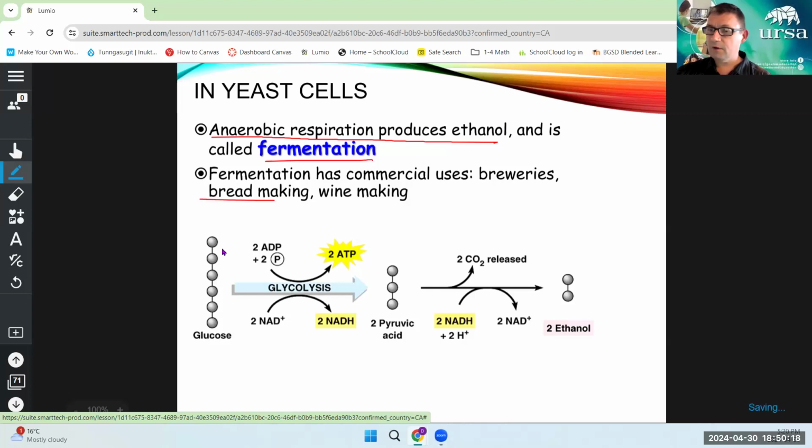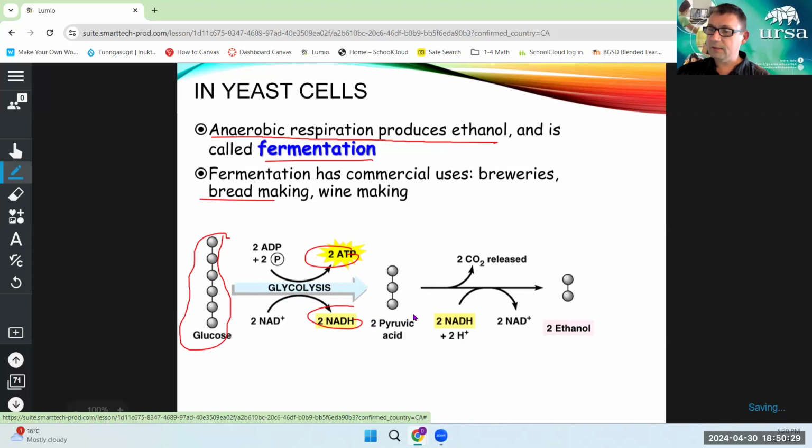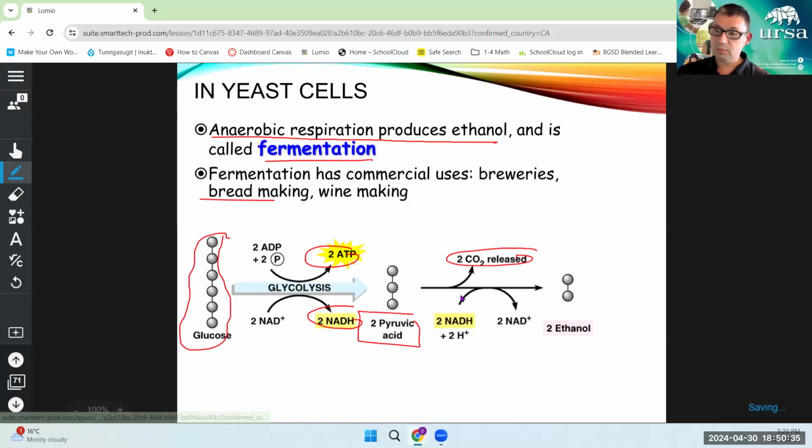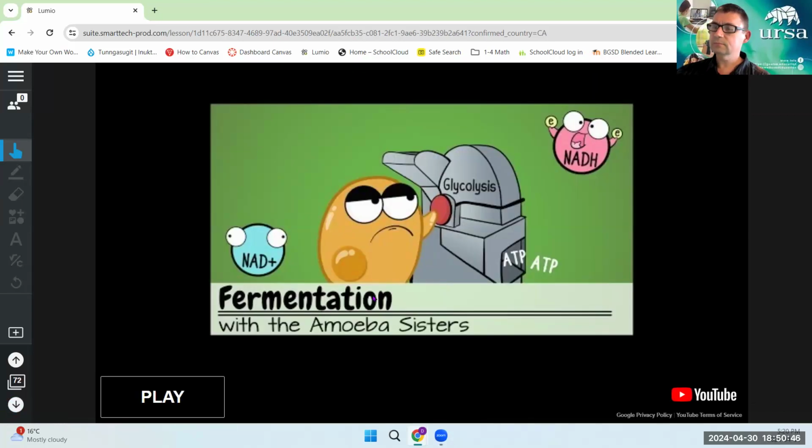So what the process involves, again, we start with glucose still. We have to have that sugar to start with. Glycolysis proceeds, yielding NADH and ATP. The difference, though, is that in the second phase, pyruvic acid enters, carbon dioxide gets released, which is what causes bread to rise, the bubbling, NAD is produced, but instead of acetyl coenzyme A, we now get a 2-carbon ethanol molecule. Let's take a look once again.